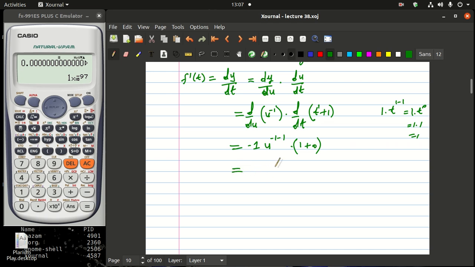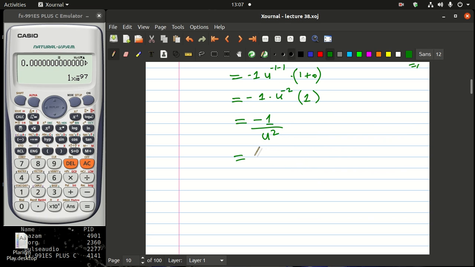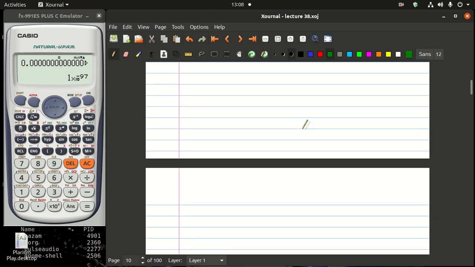And then this whole thing is going to be minus 1 times u raised to minus 2, and this one is still going to be just 1 plus 0 is 1. So here I will end up having minus 1 divided by u squared, because of the negative exponent. Because the function that was given to me did not have a u, it has a t, I replace that u back. So this is going to be minus 1 over (t plus 1) squared. So that is actually the derivative we're looking for, or f prime of t.